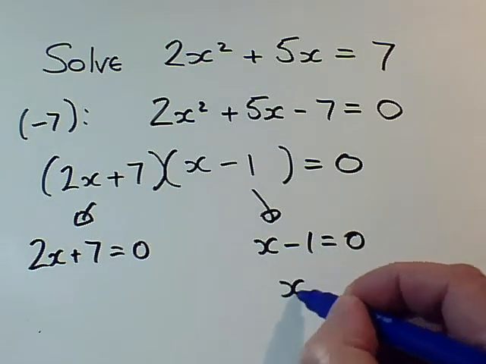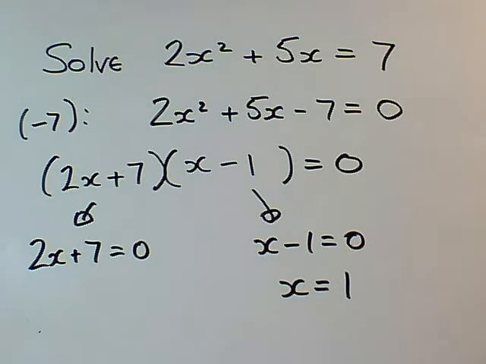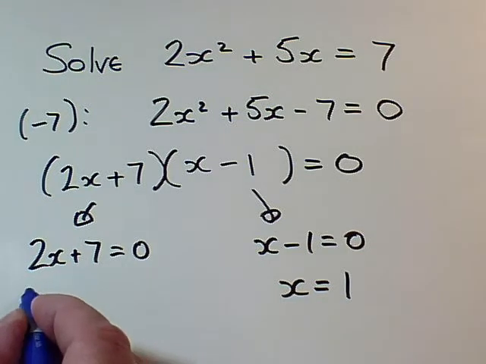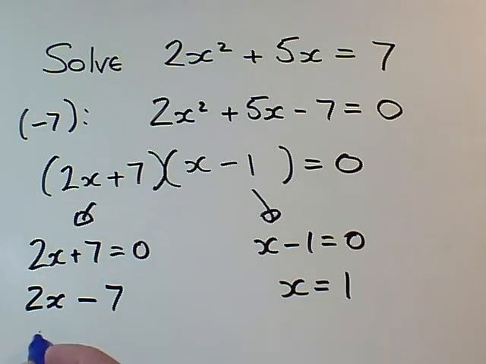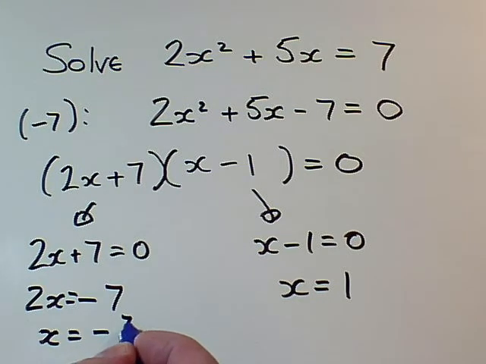This one leads straight away to x equals 1, adding 1 to both sides. In this case, 2x, I'm going to take 7 away from both sides. 2x is minus 7, and divide through by 2. So 2x equals minus 7. So x equals minus 7 over 2. One answer, two answers, and I'm done.